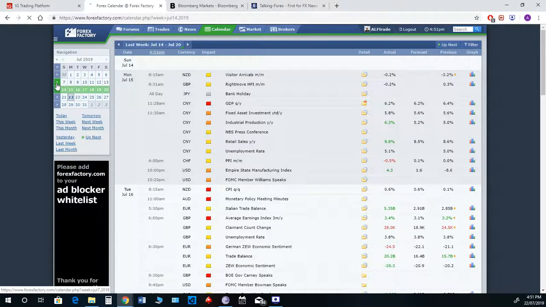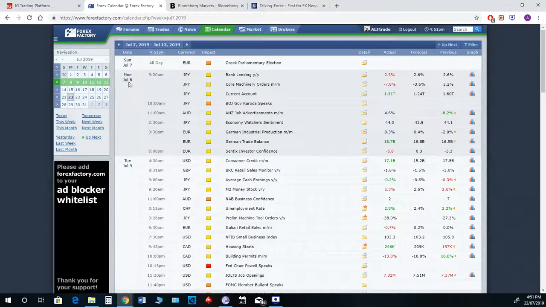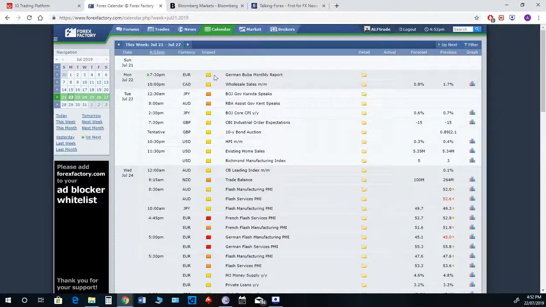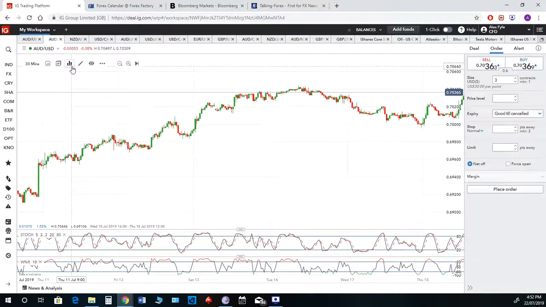So if we go back a week before this one, so let's go Monday the 8th. Greek parliamentary elections are not going to change the Aussie US. Japanese news there, a speech, doesn't move the market too much and definitely doesn't have much of an impact on the Aussie US. So a lot of yellows here and not too much market moving activity. You look here, even less so. So there's a high chance that the market won't be too volatile.